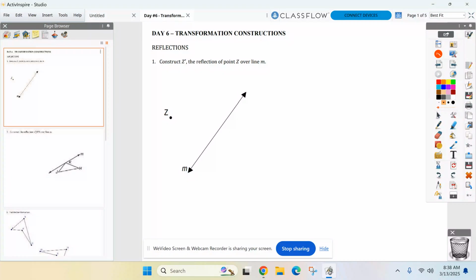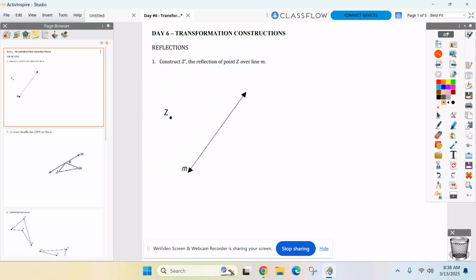First up, we're going to take point Z and reflect it over line F. So in your mind right now, don't put it on your paper though, think about where Z prime should be. Z prime should not be on this side of the line, because I'm flipping it over. Z prime should be somewhere over here on the other side of the line.